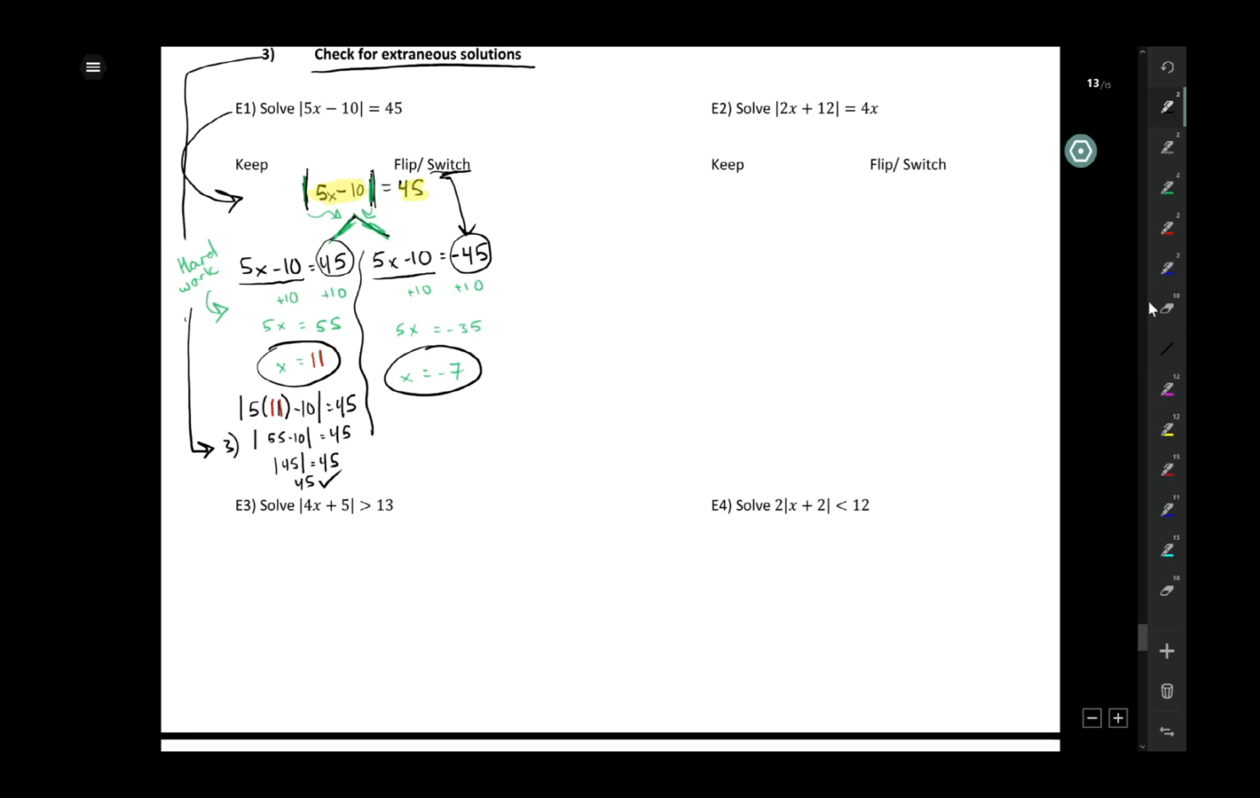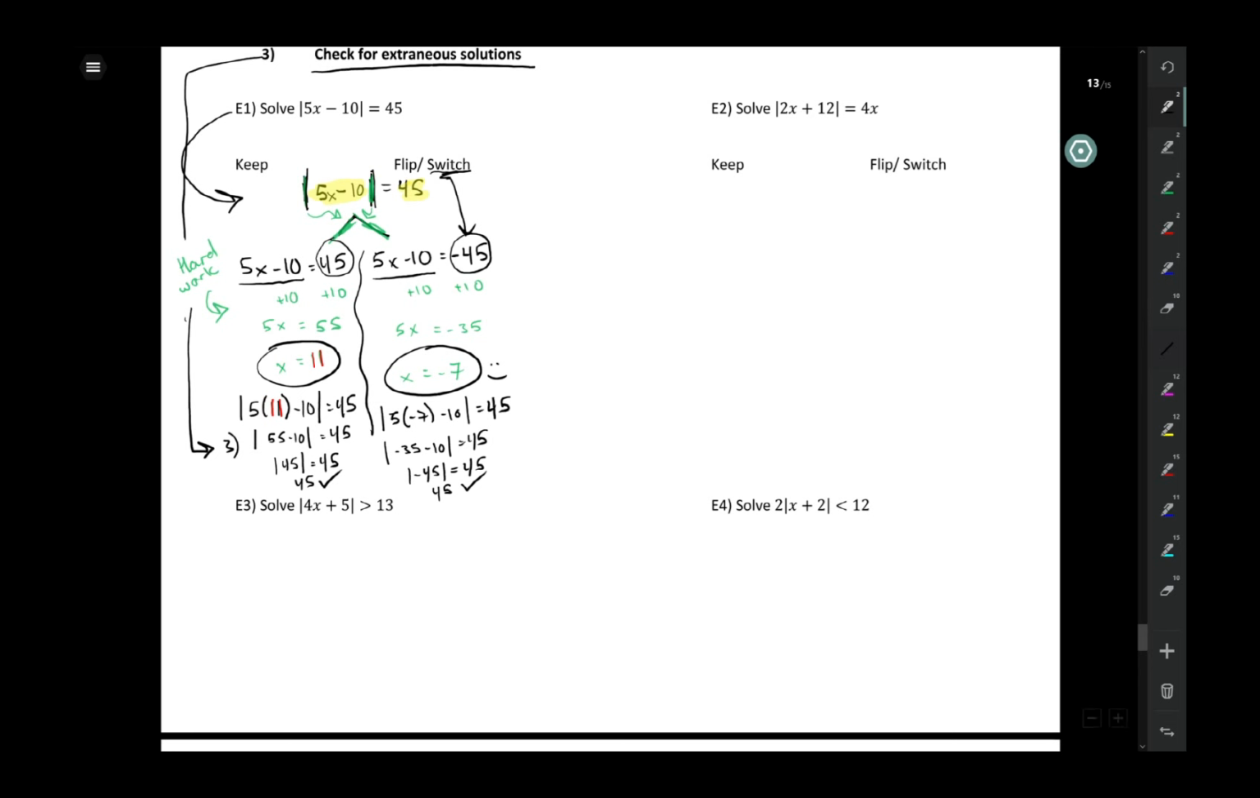Same thing here, and here's what happens. So 5 times negative 7. It doesn't look like it will work off the bat. But notice, since we have the absolute value, the negative becomes positive, and they both work out. So both of those are good answers. If you get to one that doesn't work, say you do get negative 45, then it will be extraneous, okay?